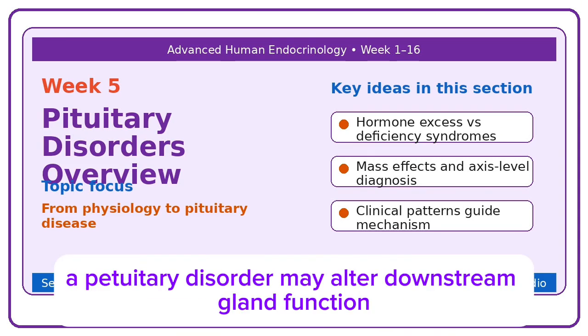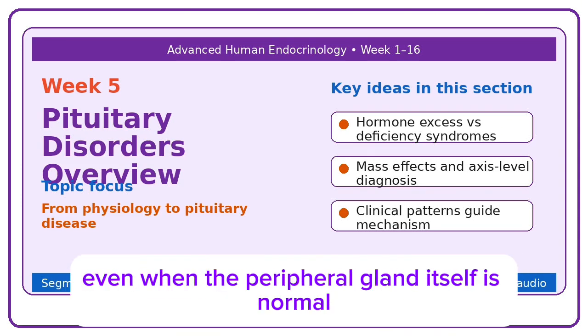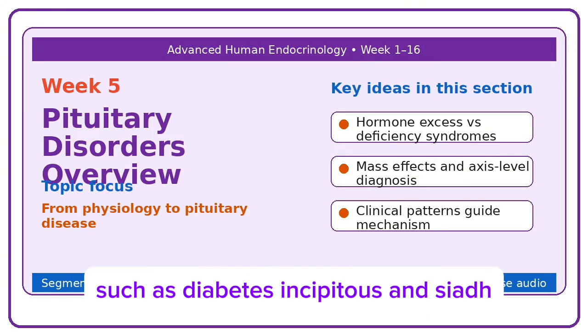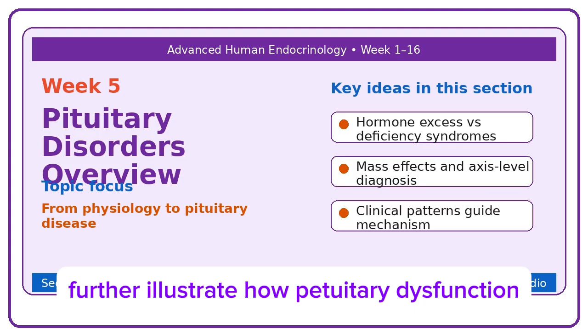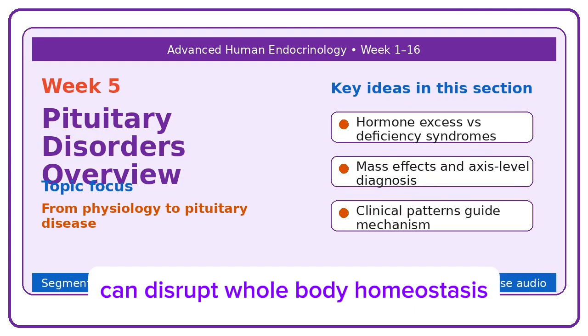A pituitary disorder may alter downstream gland function even when the peripheral gland itself is normal. Posterior pituitary disorders such as diabetes insipidus and SIADH further illustrate how pituitary dysfunction can disrupt whole-body homeostasis.